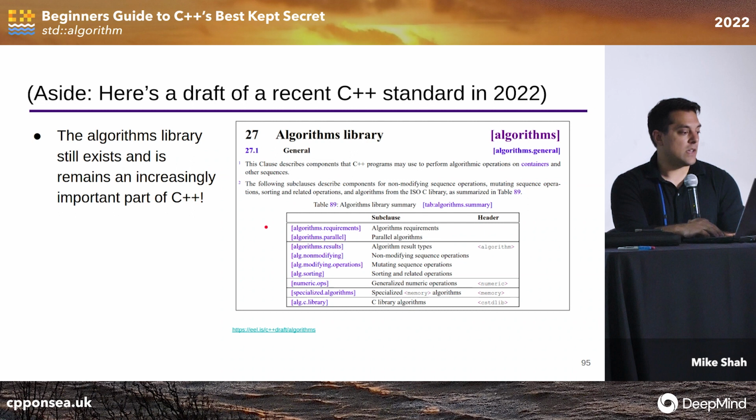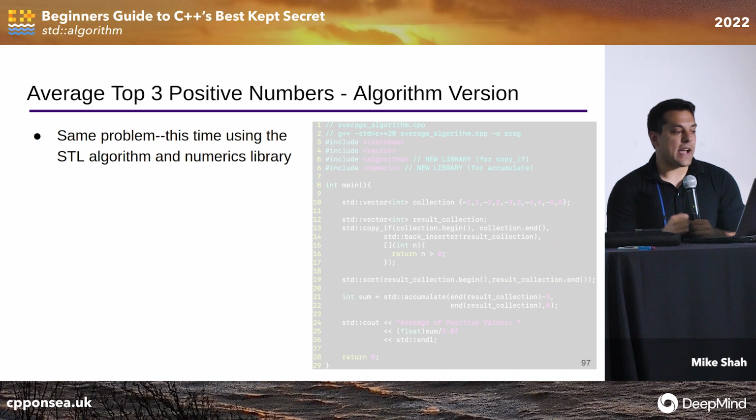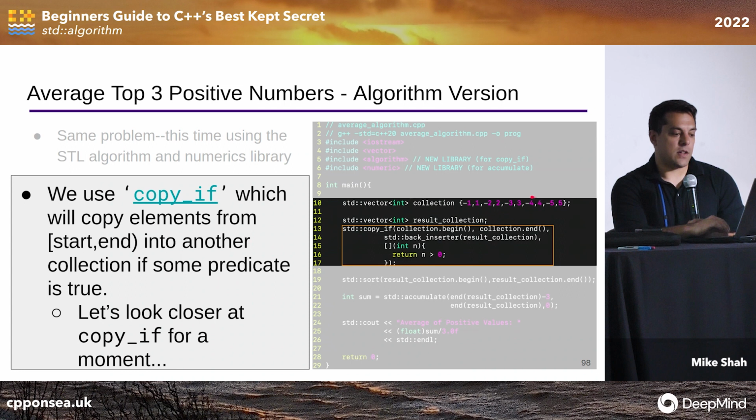Okay, so let's dive in here, show you some neat algorithms. Same problem as before we left off: the average of the top three positive numbers in some collection. So here's our collection, same thing again. We're going to have a result collection, and this time I found an interesting building block called copy_if. What it allows me to do is move through some range, and if some condition is true, copy that value into another data structure. That sounds exactly like what we want to do. We don't have to worry about a loop or the bounds or anything.